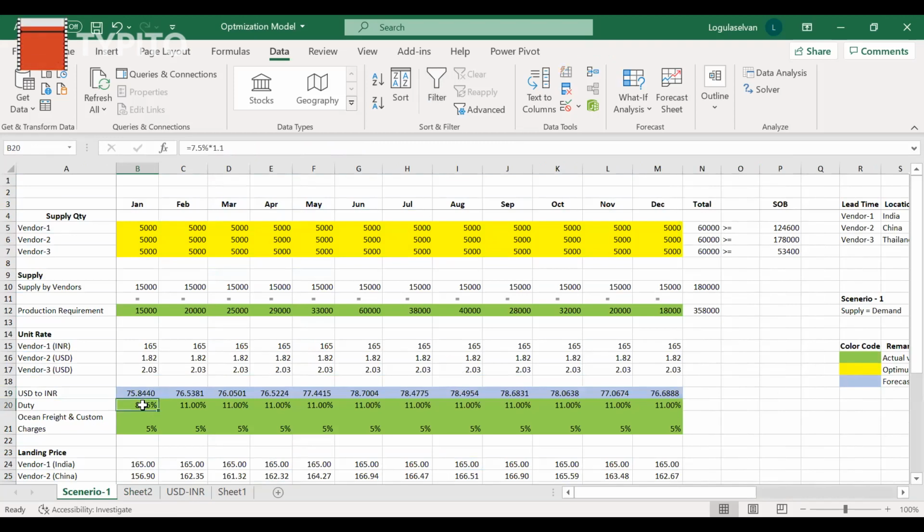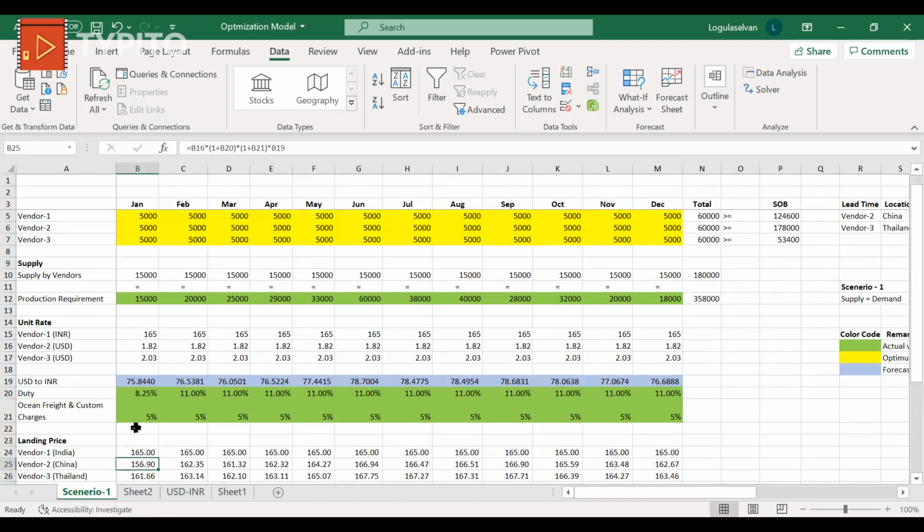Then duty. So 7.5% is the duty. On top of that, 10% is the surcharge. So that's why 8.25% is the actual duty. Similarly, 10% will become 11%, and 11% will remain the same up to December. Then 5% is the freight and CHA charges.